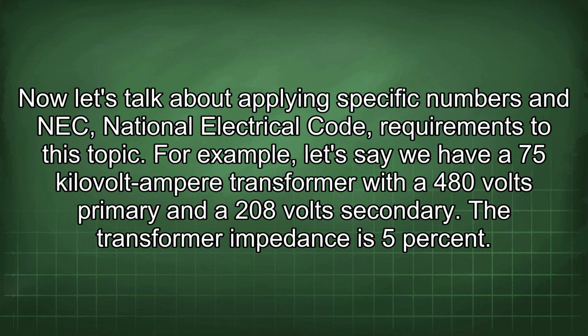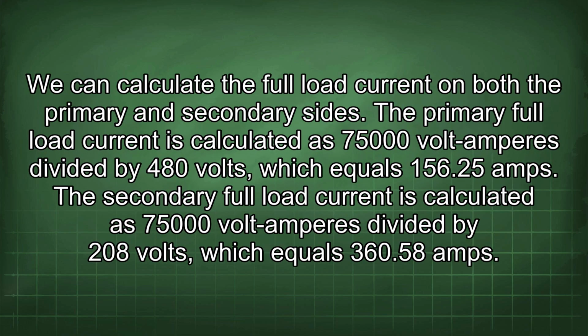Now let's talk about applying specific numbers and NEC, National Electrical Code, requirements to this topic. For example, let's say we have a 75 kVA transformer with a 480 volt primary and a 208 volt secondary. The transformer impedance is 5%. We can calculate the full load current on both the primary and secondary sides.